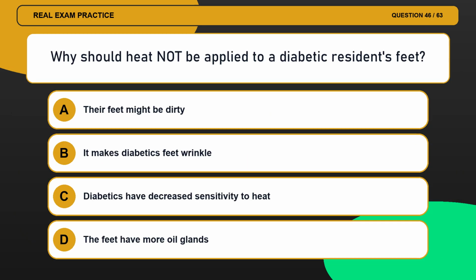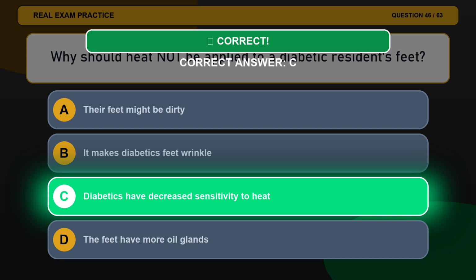Question 46. Why should heat not be applied to a diabetic resident's feet? Option A, their feet might be dirty. Option B, it makes diabetics' feet wrinkle. Option C, diabetics have decreased sensitivity to heat. Option D, the feet have more oil glands. The correct answer is option C, diabetics have decreased sensitivity to heat.